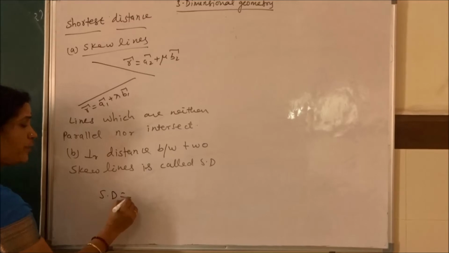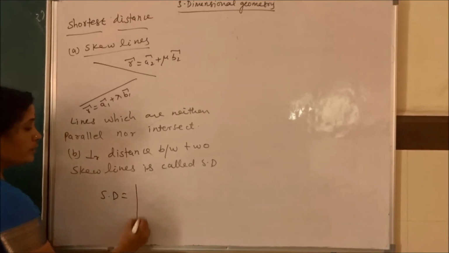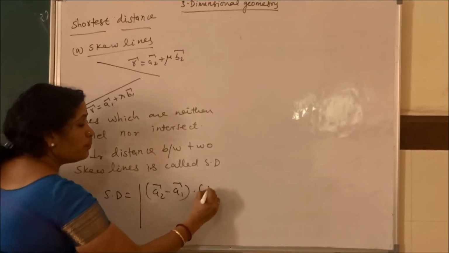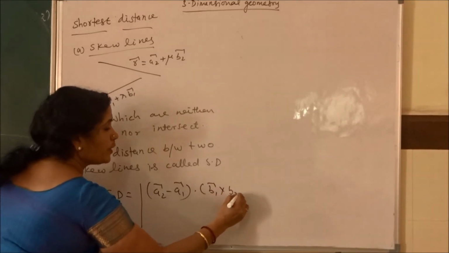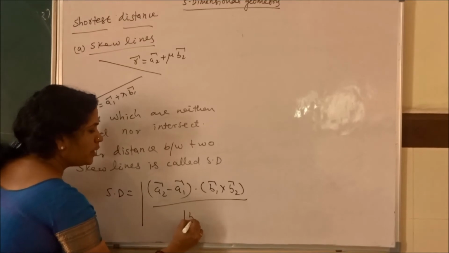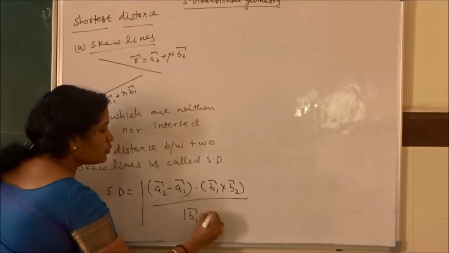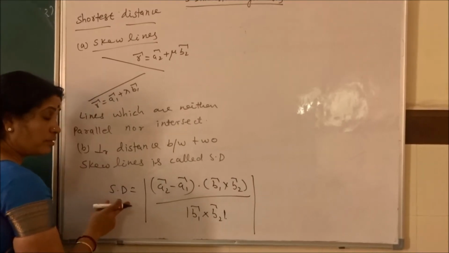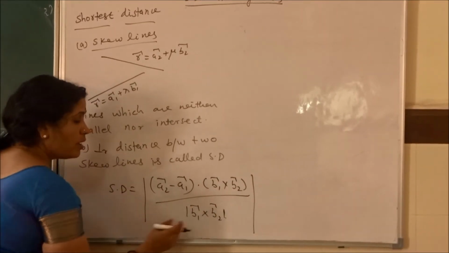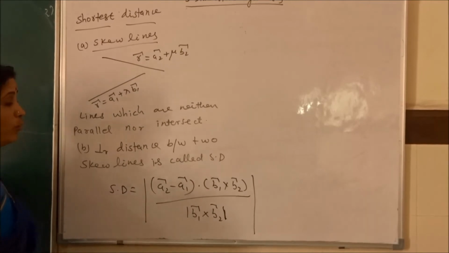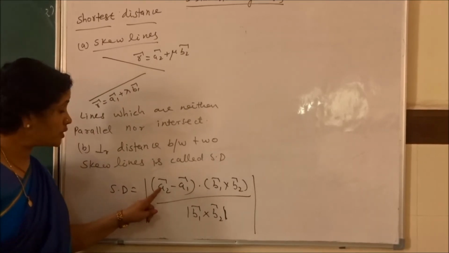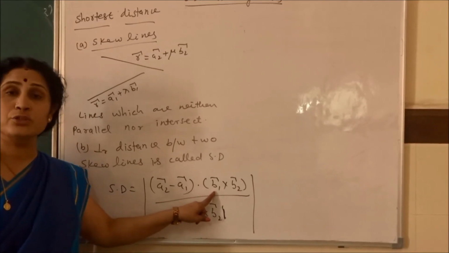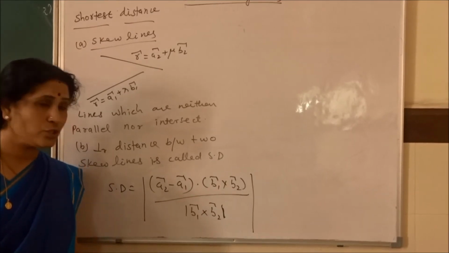So I am giving the formula straight away: SD equals (a2 vector minus a1 vector) dot (B1 vector cross B2 vector), the whole upon the magnitude of B1 vector cross B2 vector. This is a magnitude because distance never comes negative. Here a2 vector is the second line's passing point, a1 vector is the first line's passing point, B1 vector is the direction ratio of the first line, and B2 vector is the direction ratio of the second line.